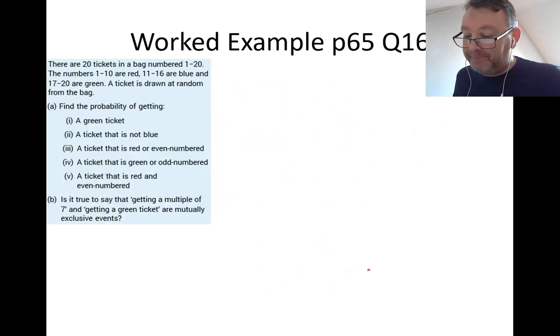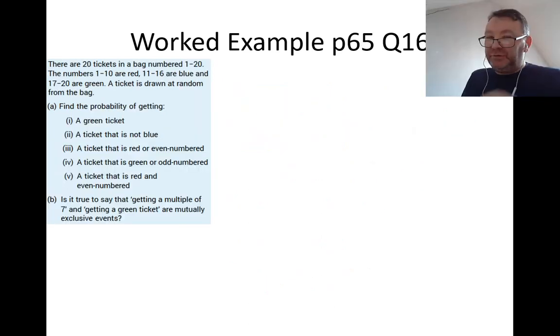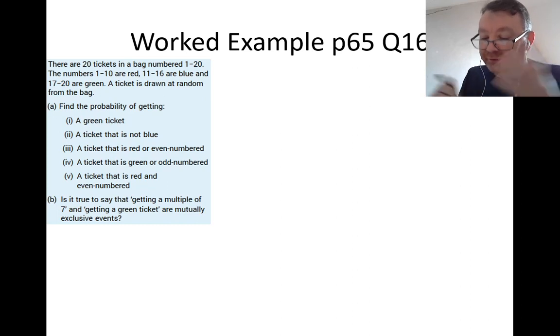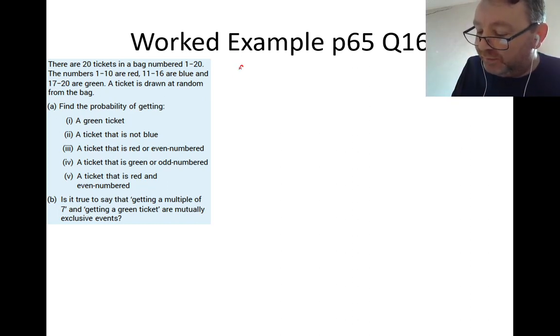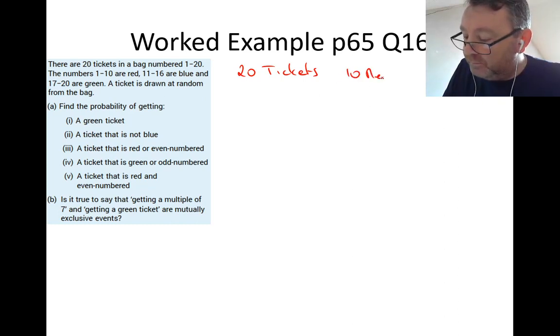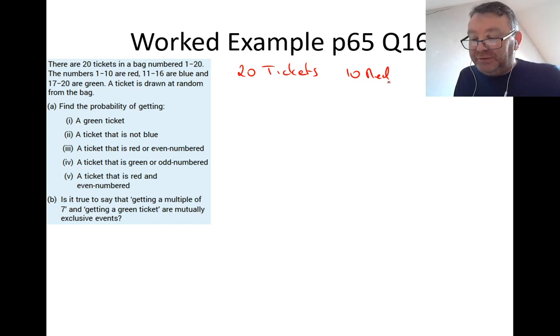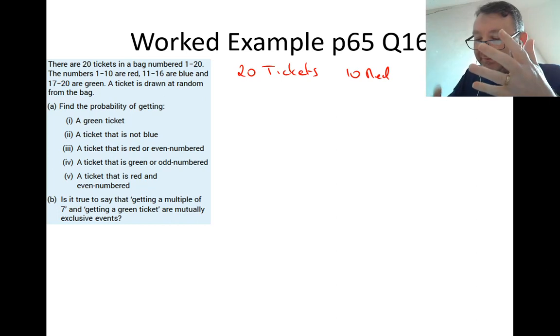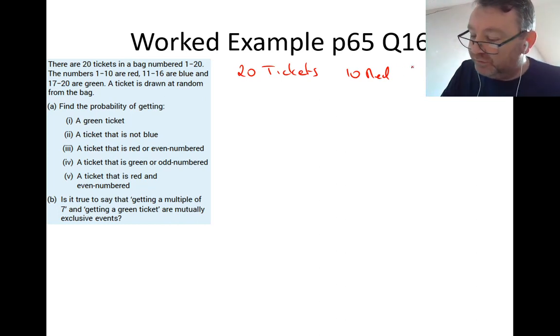Okay. Last one, because it's important that you see how these things are done before I let you off to do some yourselves. There are 20 tickets in a bag numbered 1 to 20. Good. So therefore we're dealing with 20 tickets. So that's going to be everything you choose from. The numbers 1 to 10 are red, so that's 10 red. The numbers 11 to 16 are blue. Now be careful, 11, 12, 13, 14, 15 and 16. So that's 6. So 6 blue.